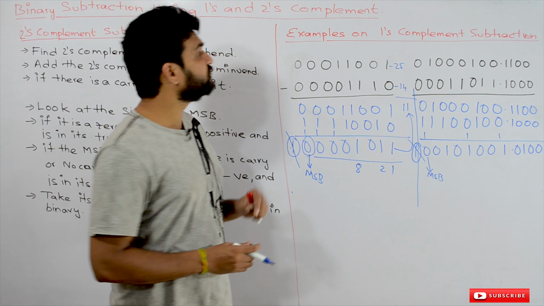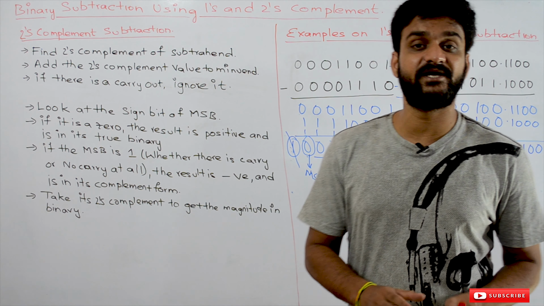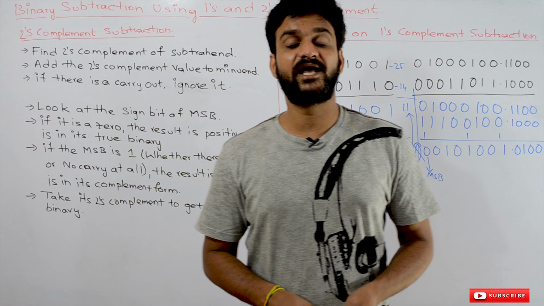So this is how we can do binary subtraction by using the 1's complement and 2's complement. Hope you got the clarity on this concept.